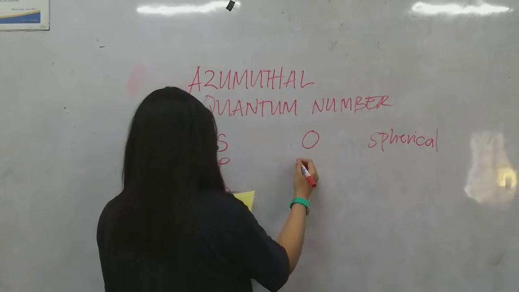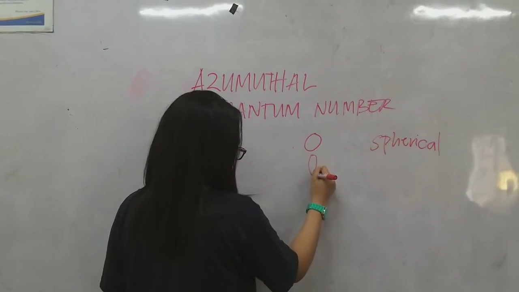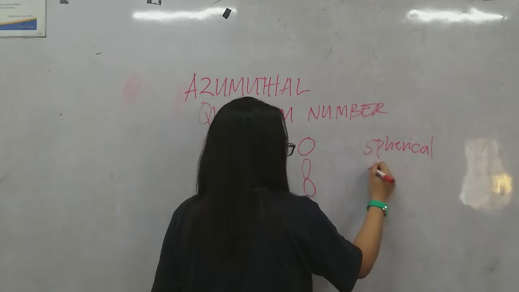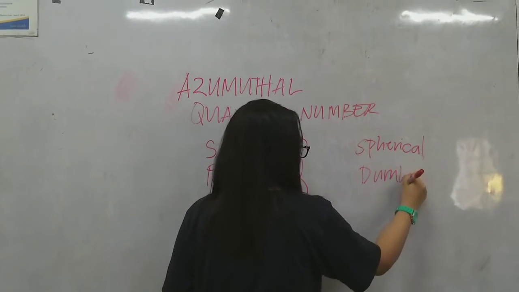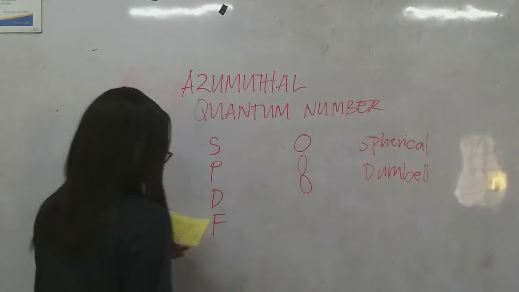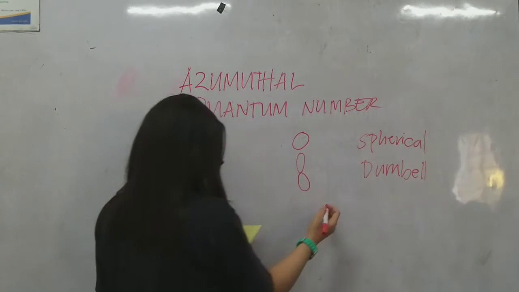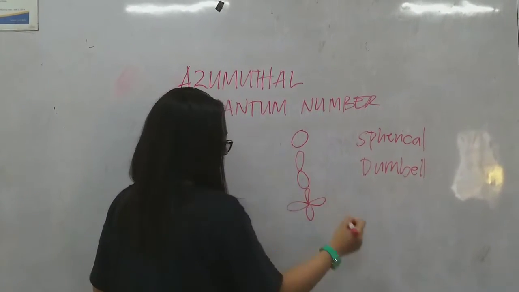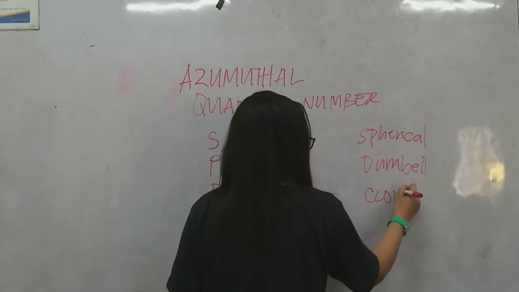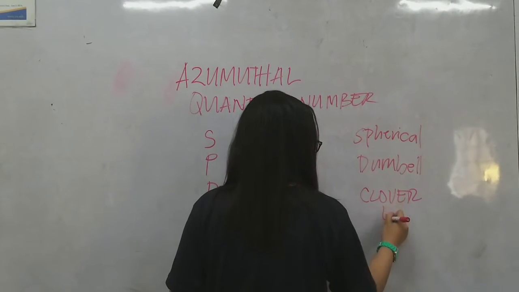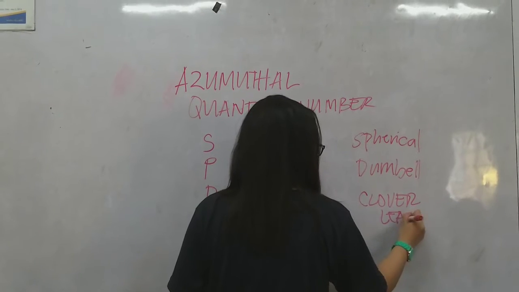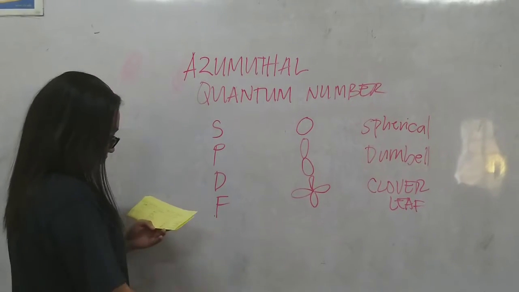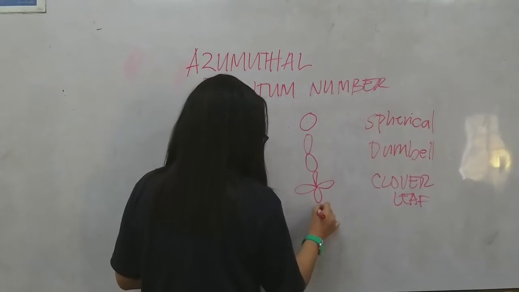Sublevel P is dumbbell shaped. Sublevel D is shaped overly. The sublevel F is shaped.